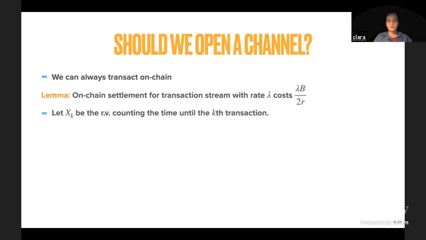We need to introduce the random variable X_k, which counts the time until the kth transaction comes about. So the expected cost is going to be, B half is just going to be the transaction fee for sending this transaction. And this thing here is representing the fact that paying $5 today or $5 in a year doesn't cost the same. $5 in a year are much cheaper than $5 right now. And the way we're going to look at that is this e to the minus r times the time until we're actually going to pay this B half for the kth transaction.